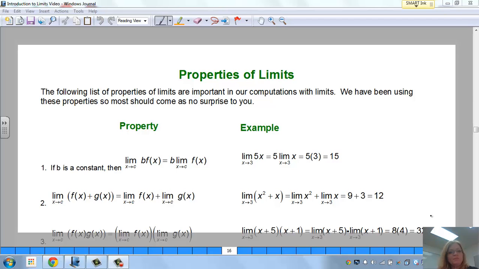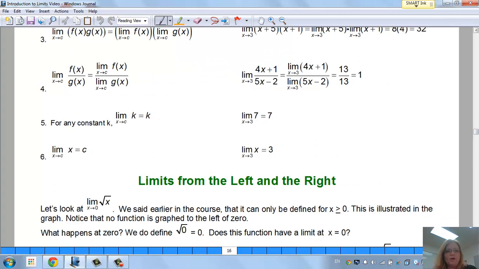The following list of properties of limits are important in our computations with limits. We have been using these properties, so for most of you it should come as no surprise. I'm going to go through each one a little bit first.